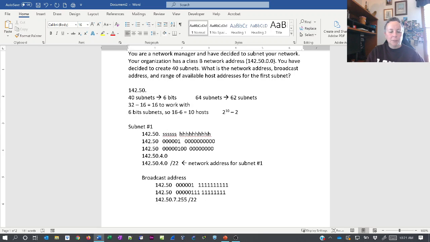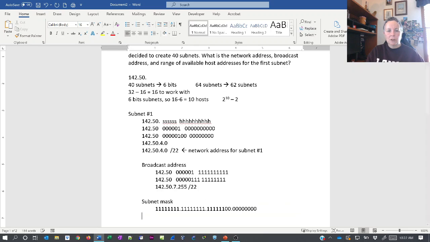142.50.7.255/22 is my broadcast address. If we want to write the subnet mask out, we just use the /22. Remember for subnet: if it's part of the network or subnet, it's a 1. If it's part of the host, it's a 0. So I have 16 bits for the network portion, 6 bits for the subnet, and then the last 10 are for the host.